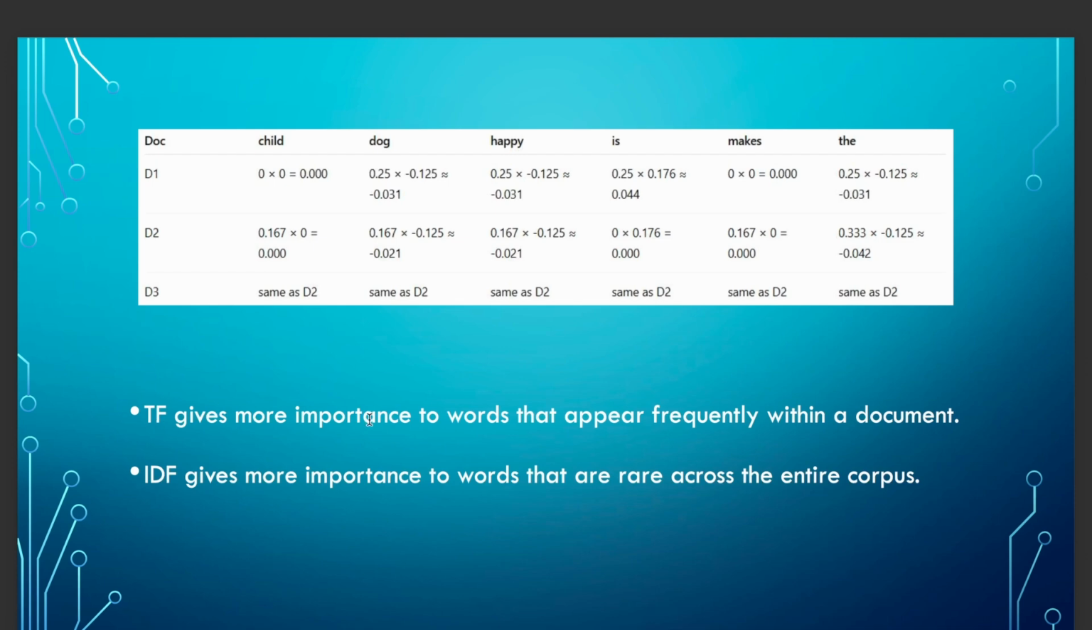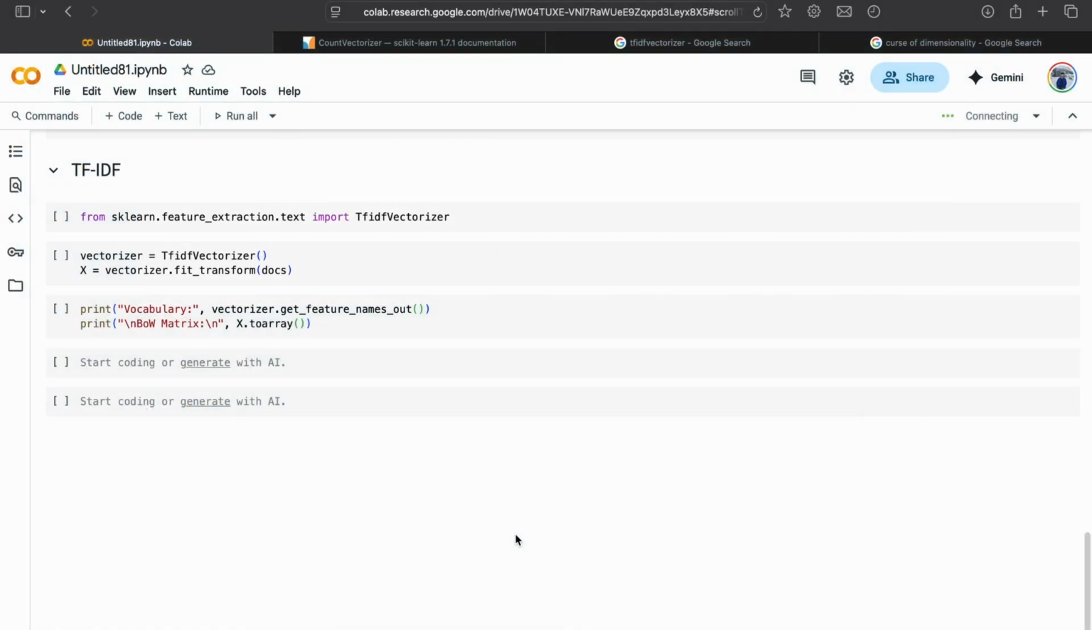So TF-IDF gives more importance to the words that appear frequently within a document. So if a word is occurring very frequently within a document, within a data point, then it will be given more importance. And IDF gives more importance to the words that are rare across the entire document set. Okay, so it gives importance to the words which are occurring very rarely in the whole corpus. So let's look into the code.